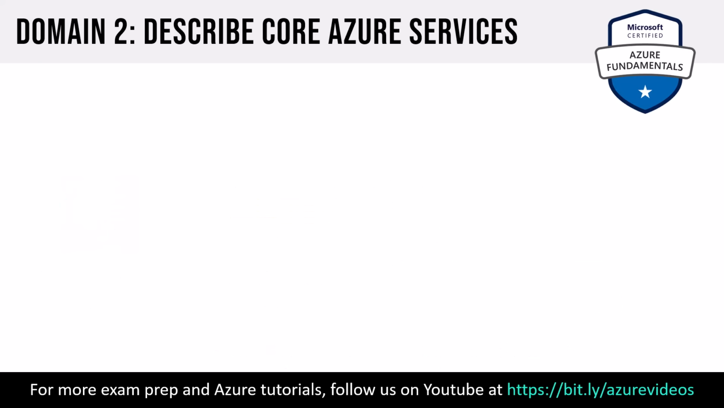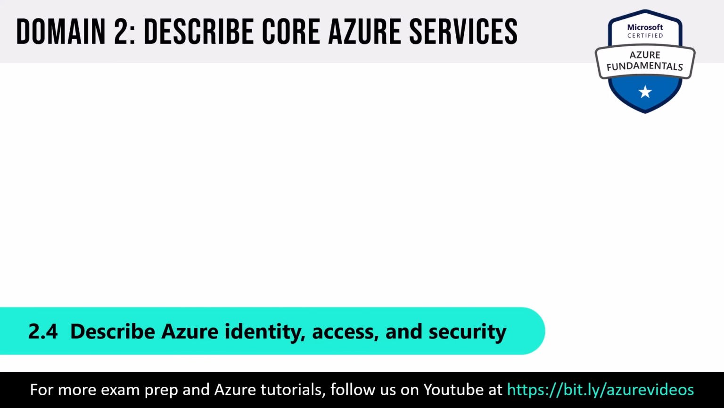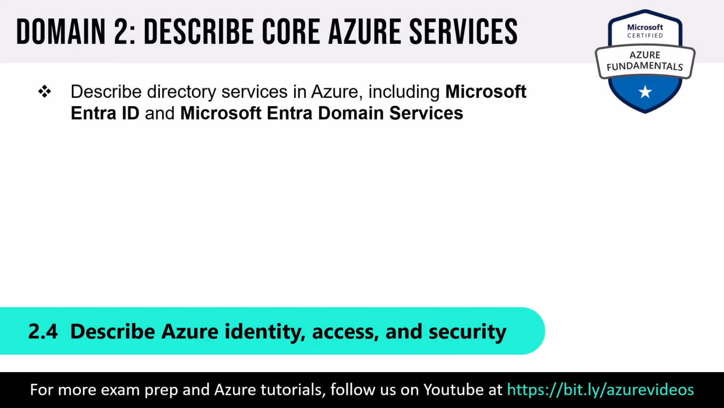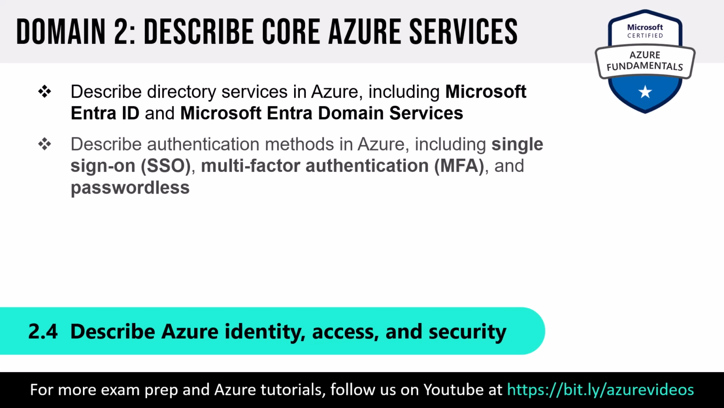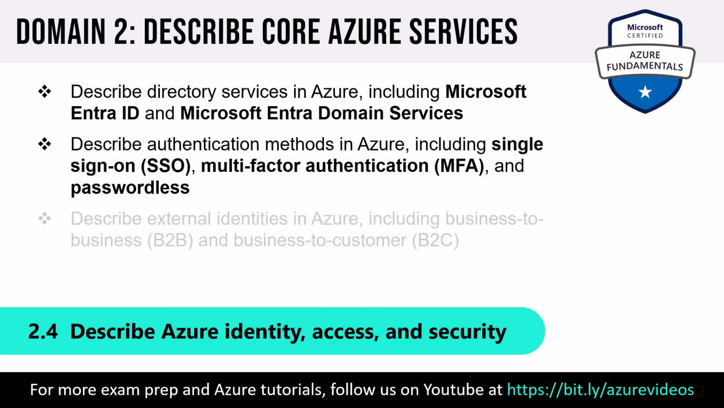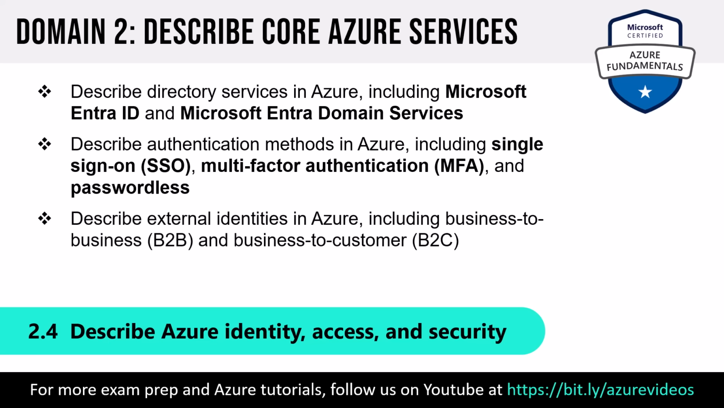And that brings us to 2.4, Describe Azure Identity, Access, and Security. Topics in 2.4 include describe directory services in Azure, including Microsoft Entra ID and Microsoft Entra Domain Services. Describe authentication methods in Azure, including single sign-on, multi-factor authentication, and passwordless. Describe external identities in Azure, including business-to-business and business-to-consumer, or B2B and B2C for short.